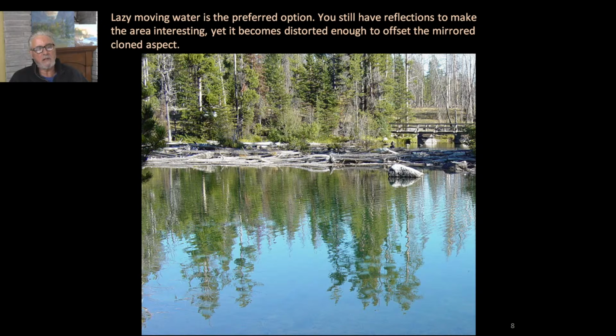This slide here is showing you a photograph that would be the most suitable for these kind of reflections, where you got this lazy moving water, but it's not an exact clone. Lazy moving water is the preferred option. You still have reflections to make the area interesting, yet it becomes distorted enough to offset the mirrored clone aspect. So you can see the trees are broken up, and that somehow works better.